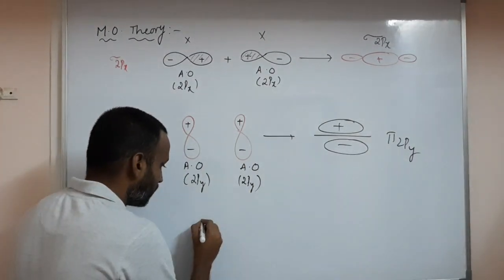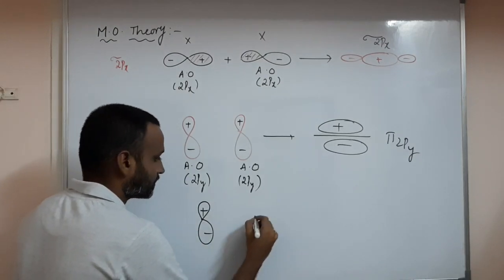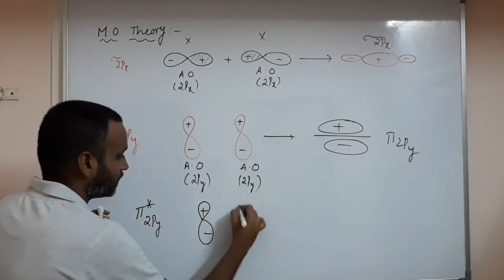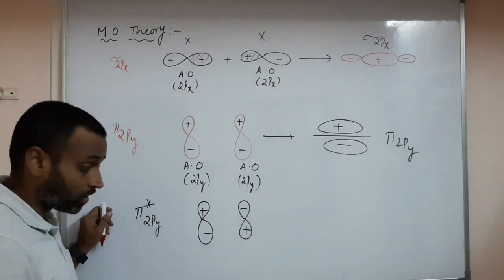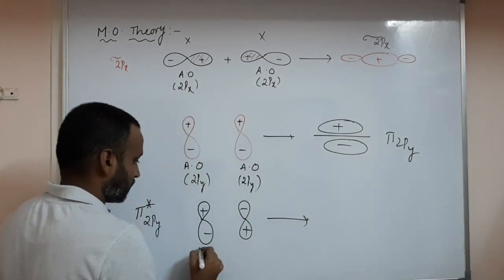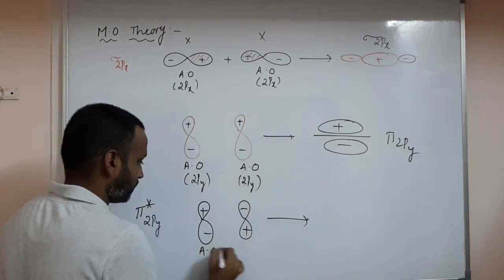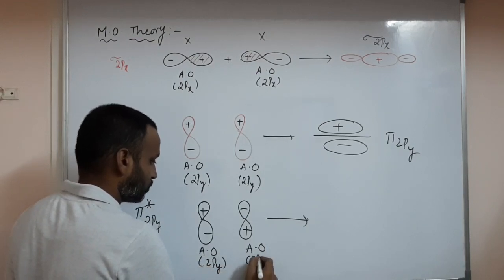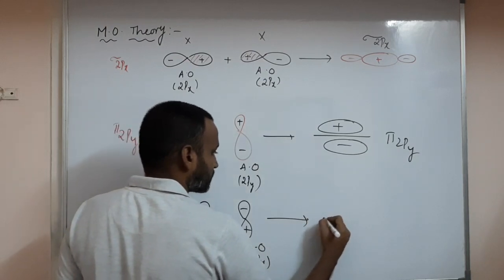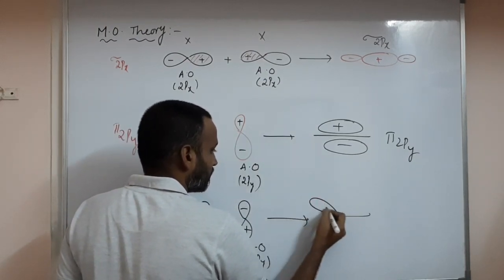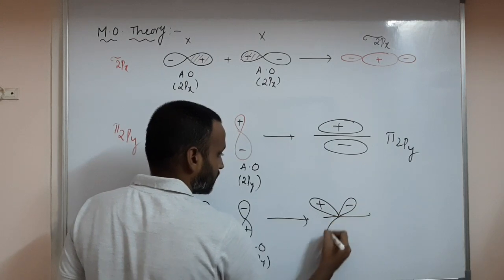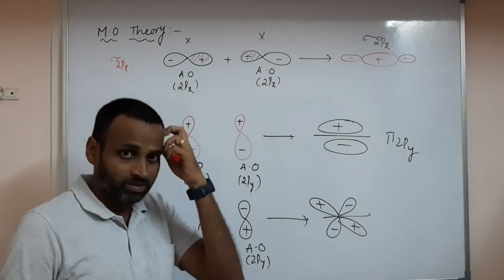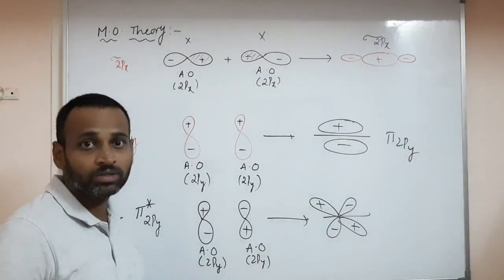Understand? So how will you get antibonding? Let's see. Plus minus antibonding, suppose pi star 2py. How will you get it? So here minus plus. Suppose this is an atomic orbital and this is an atomic orbital, this is 2py and this is 2py. Both are combining, but now like this: plus minus, minus plus. So they are not symmetrical, because plus cannot combine with minus. Why, sir? Plus and minus combine easily also.